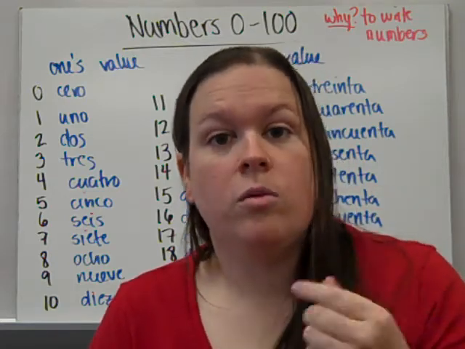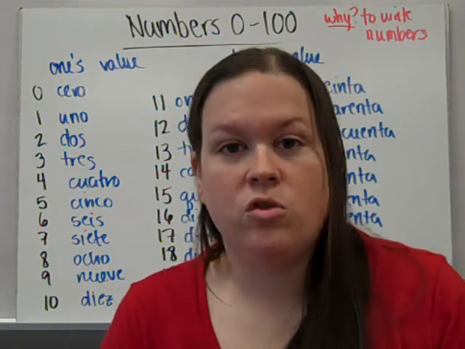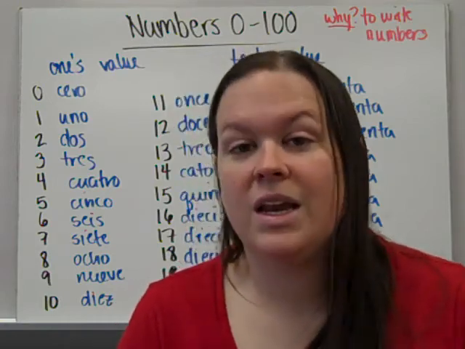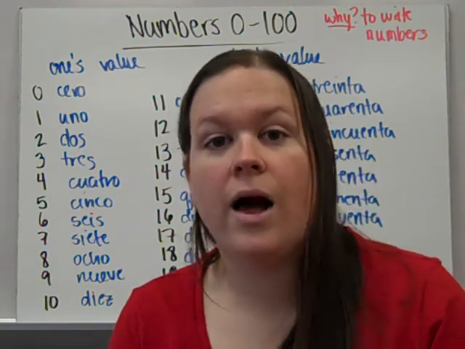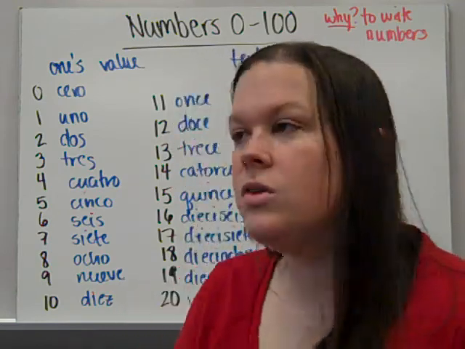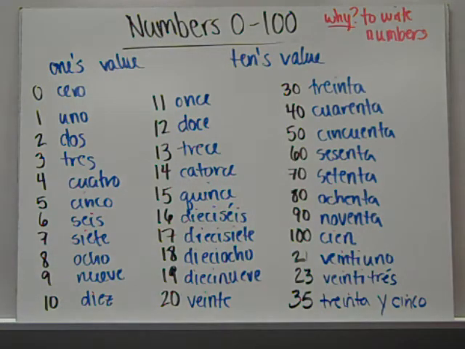So 10, 20, 30, 40, 50, 60, 70, 80, 90, up through 99. The second column, those are the tens values. Now these are all the numbers, and yes, they are terms you do need to copy down. This should be in your definitions or terms section.